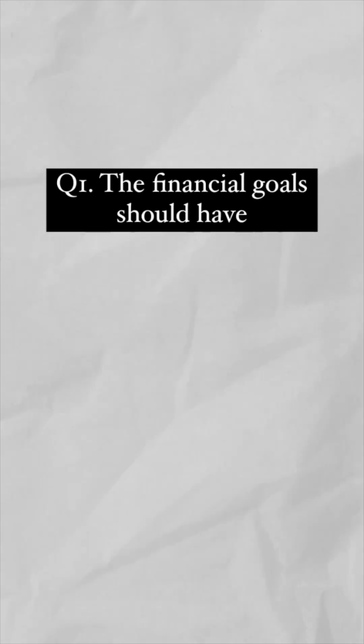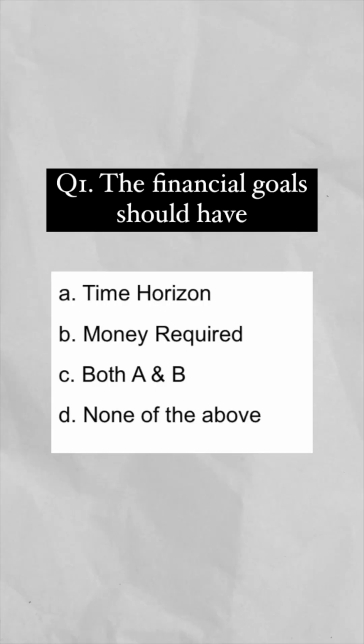The financial goals should have, there are 4 choices. A, time horizon. B, money required. C, both A and B, and D, none of the above. And the correct answer is C.